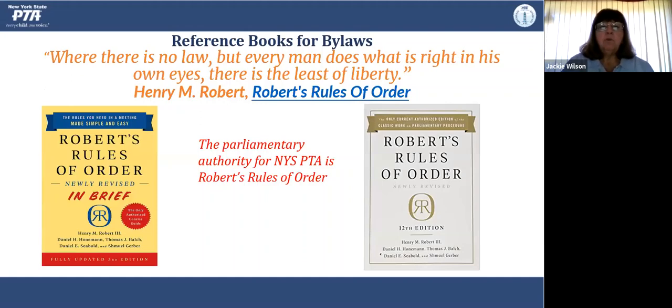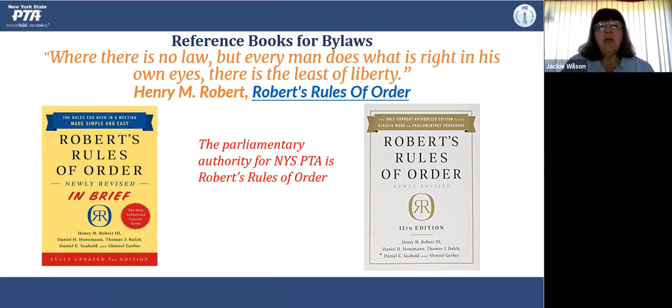Here are the reference books we use for bylaws. And of course, Robert's Rules of Order is the parliamentary authority for New York State PTA. You see on the left here, Robert's Rules of Order in brief. And this is again a condensed version with major motions and major information. Then on the right, you have the current, most updated 12th edition of Robert's Rules of Order. And this is just recently revised, just came out this year. Different color than we're used to. We're used to seeing the brown. This is kind of a tan color.